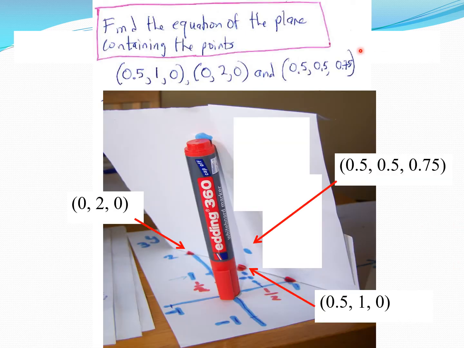Now we're back to the plane that we had at the beginning of the video. We're going to try and find the equation of this plane. And we're going to take 3 points that lie on the plane. The point 0, 2, 0, the point 0.5, 1, 0, that's that point there. The plane goes under the table, but that point is actually on it. And the point 0.5, 0.5, 0.75.